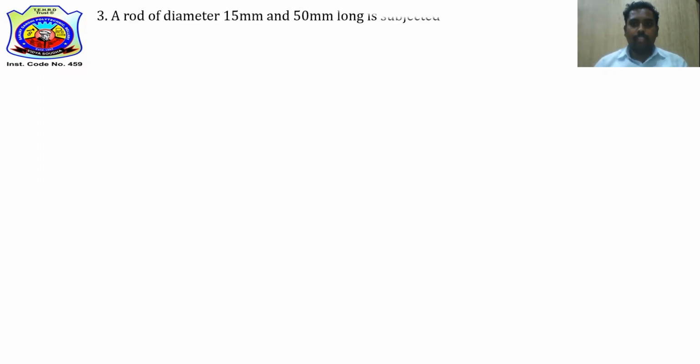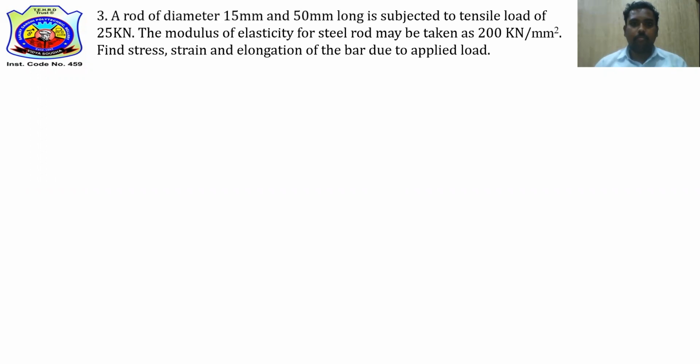So the question is like this: a rod of diameter 15 mm and 50 mm long is subjected to a tensile load of 25 kilonewton. The modulus of elasticity for steel rod may be taken as 200 kilonewton per mm square. Find stress, strain, and elongation of rod due to applied load. This is the question. Students, let's try to solve this question.